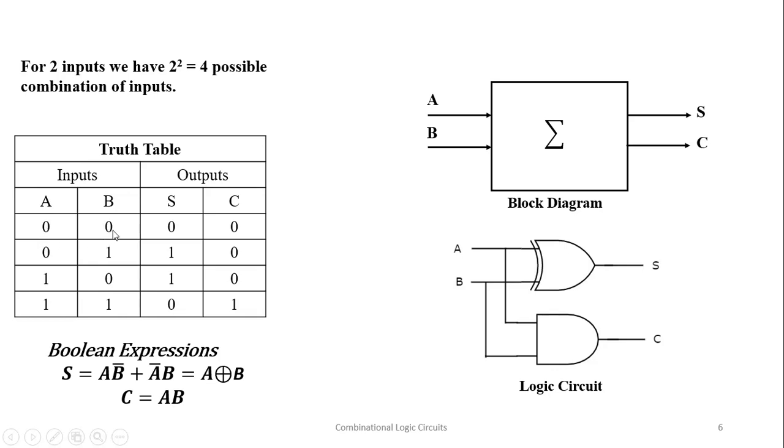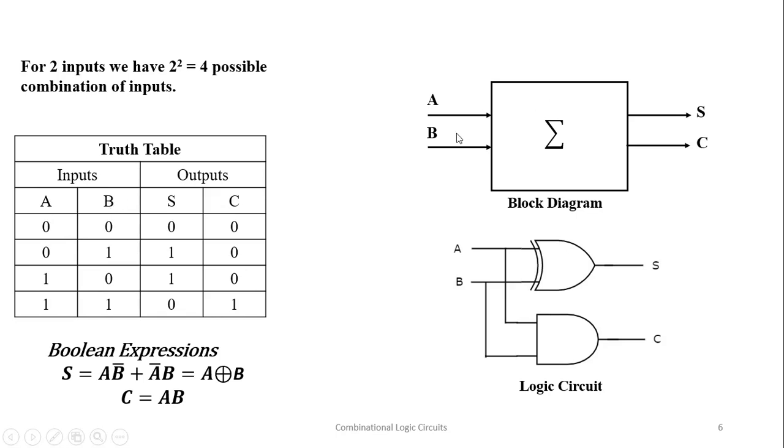Both bits can be 0 0. One bit can be 0 and the other be 1. So these are the four possible combinations for two inputs. The first input is designated as A, the second input is designated as B.